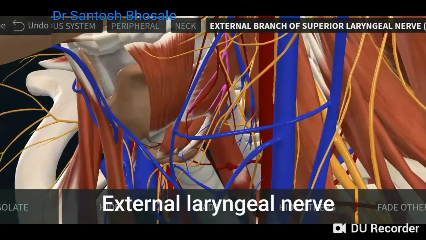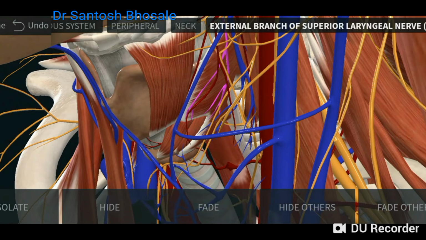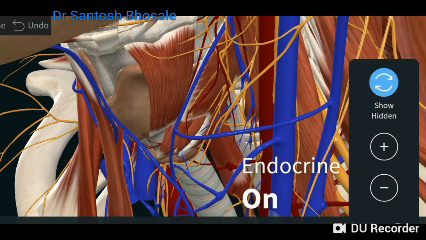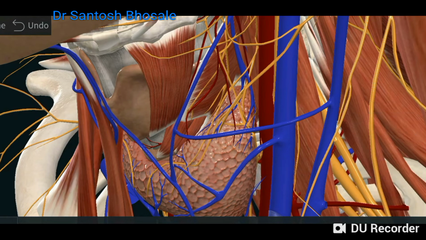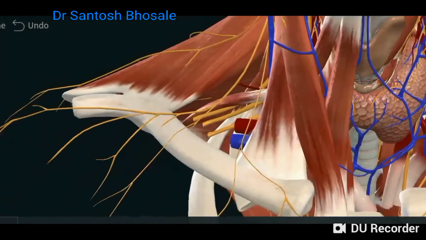It runs along with the superior thyroid vessel, and it is closely related to superior thyroid vessels near the apex of the gland. That's why during thyroidectomy, the superior thyroid vessels are tied very near to the gland to save the nerve. Remember that. External laryngeal nerve.